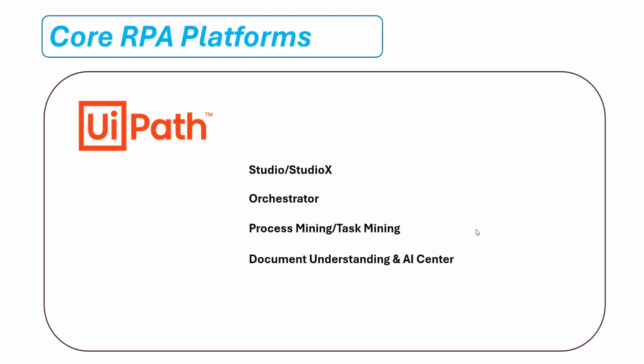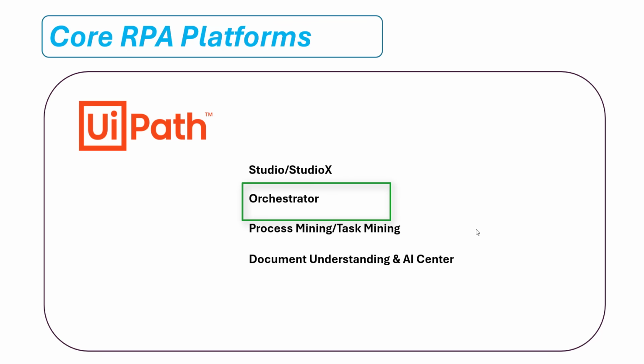UiPath is widely adopted, with a comprehensive and open platform which includes Studio or Studio X, Orchestrator, Process Mining or Task Mining, Document Understanding, and AI Center. Let me explain to you one by one about these components. First one is Studio. Studio or Studio X is a design environment for pro and citizen developers.